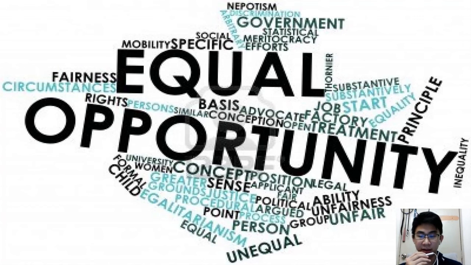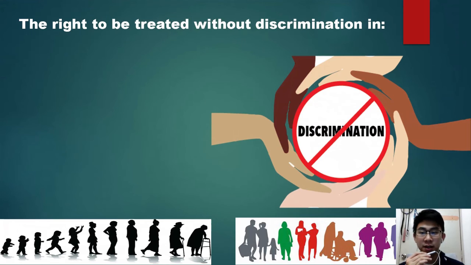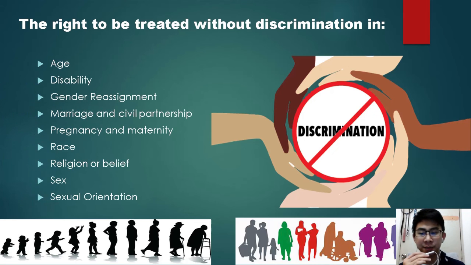My name is Lim. Today I'm going to present about what is equal opportunity in technologies and society. Firstly, equal opportunity means the right to be treated without discrimination in age, disability, gender reassignment, marriage and civil partnership, pregnancy and maternity, race, religion or belief, sex, sexual orientation, and so forth.